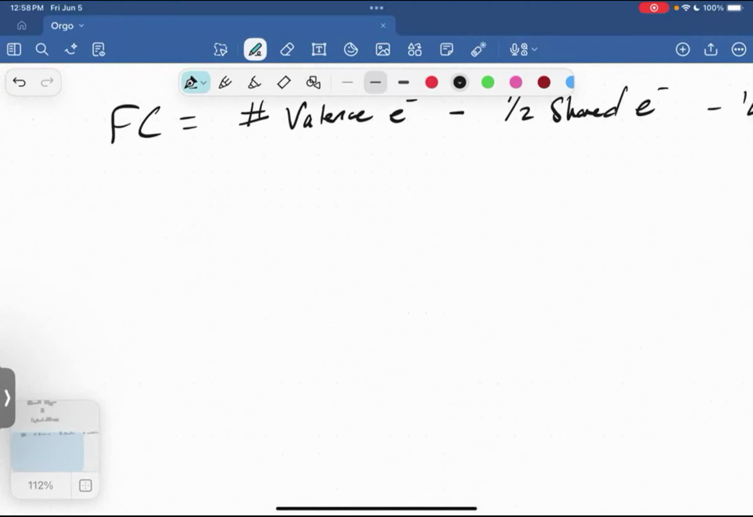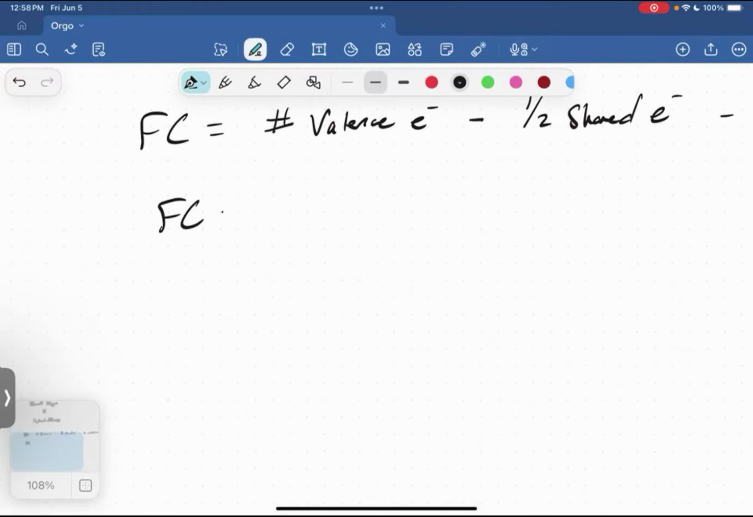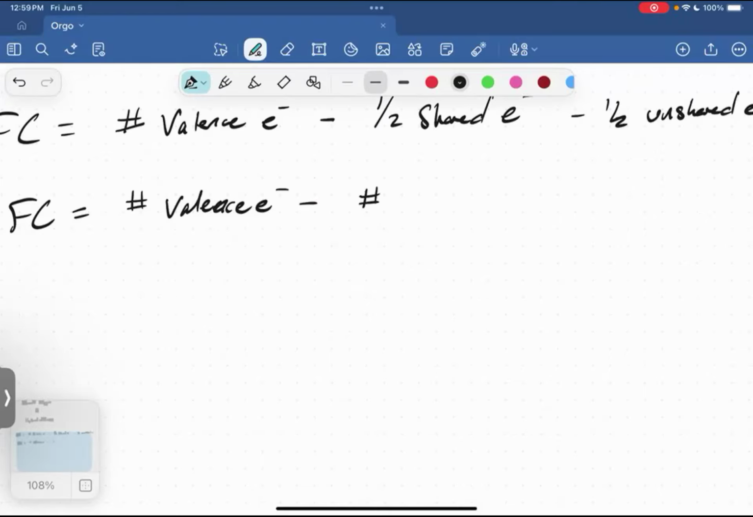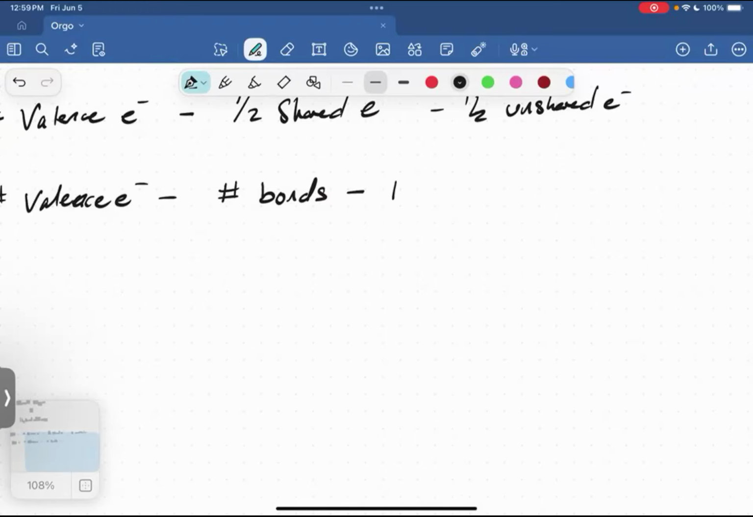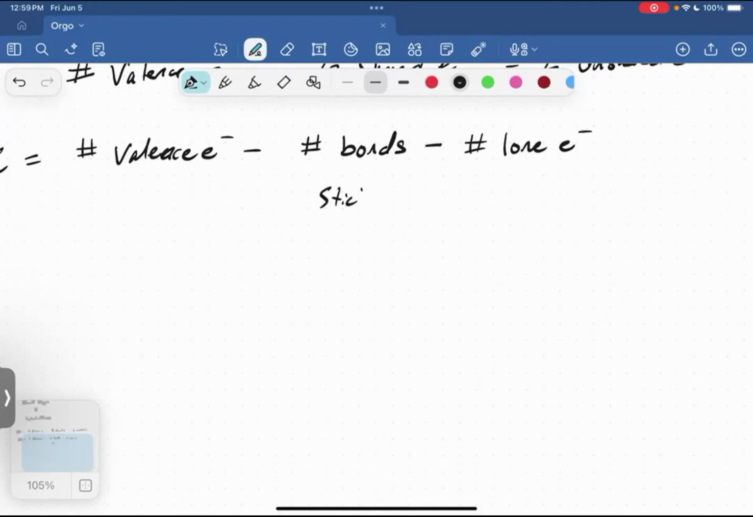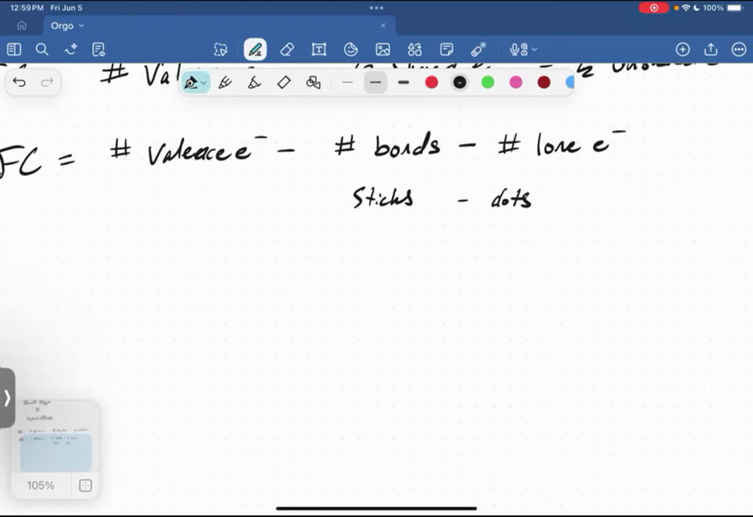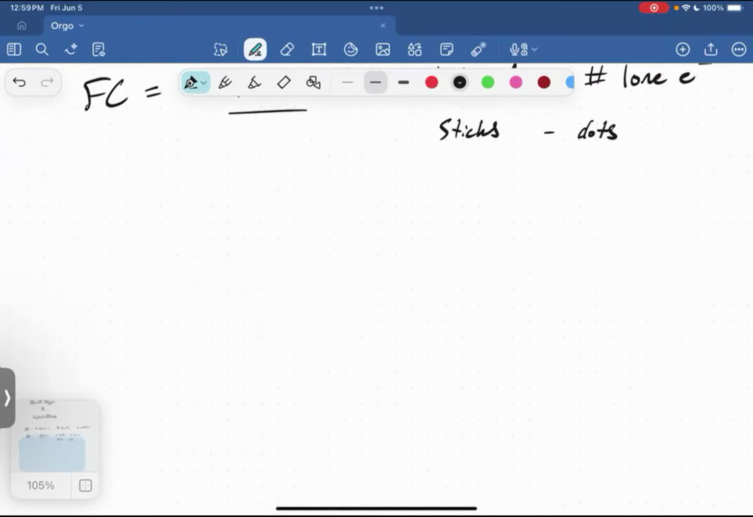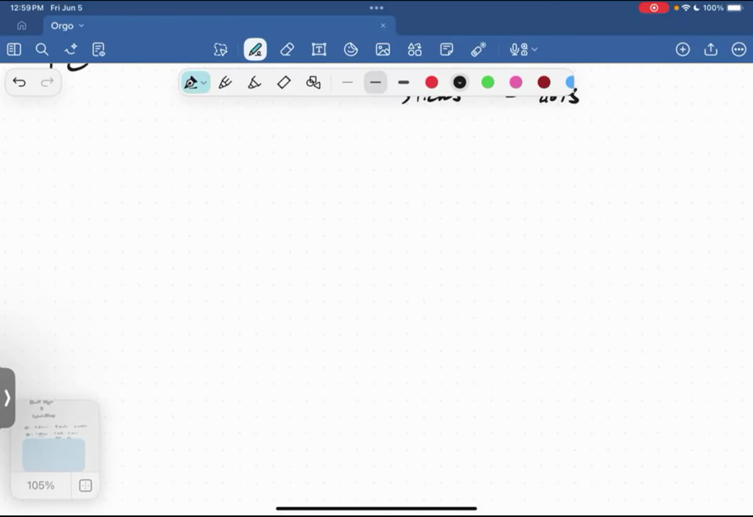And so this is the way that I like to approach it. Formal charge equals the number of valence electrons minus the number of bonds that are being made minus the number of lone electrons. Essentially, sticks minus dots, with, of course, valence included. All right. So here's a little example.